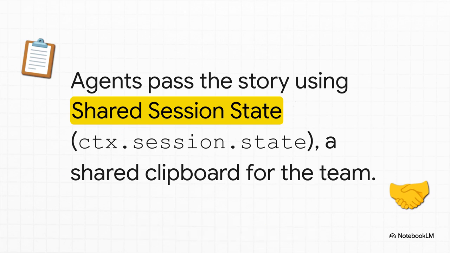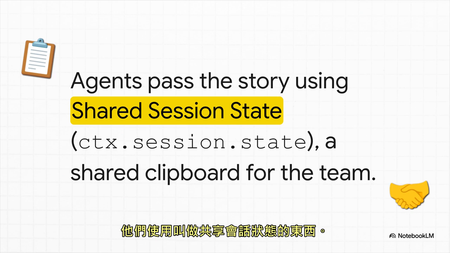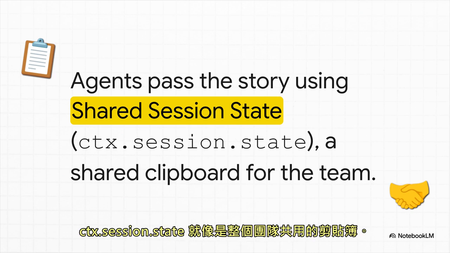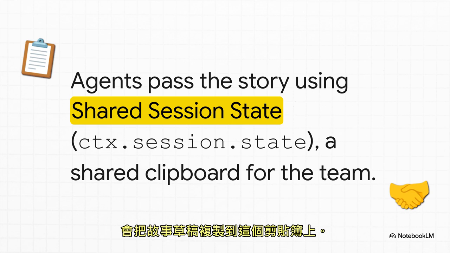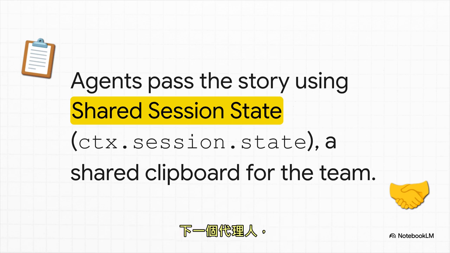How do they communicate? They do it using something called shared session state. The easiest way to think about ctx.session.state is as a shared clipboard for the whole team. One agent, say the writer, copies the draft of the story onto this clipboard. The next agent, the critic, reads it from the clipboard, does its work, and then pastes the updated version right back. This is the simple yet powerful communication channel that holds the whole team together.